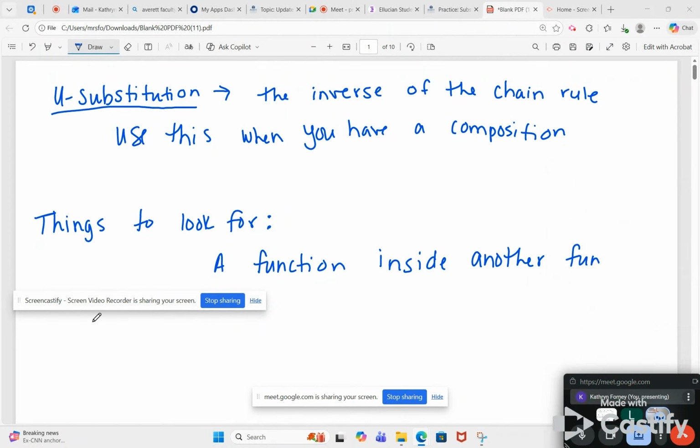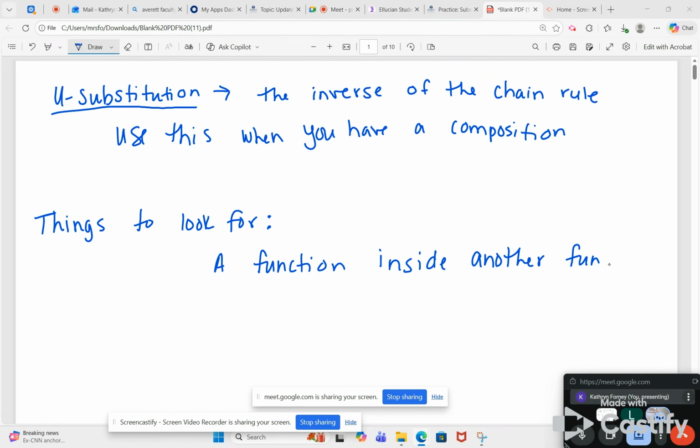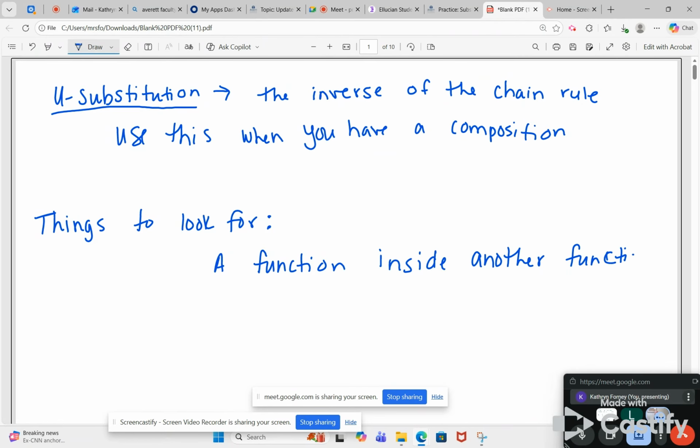So, a function inside another function. And what that looks like is, say I have something like x squared plus 1 to the fifth. This is inside of parentheses. If I was to identify an inside function, it would be x squared plus 1. And the outside function would be like x to the fifth, or the unknown to the fifth.